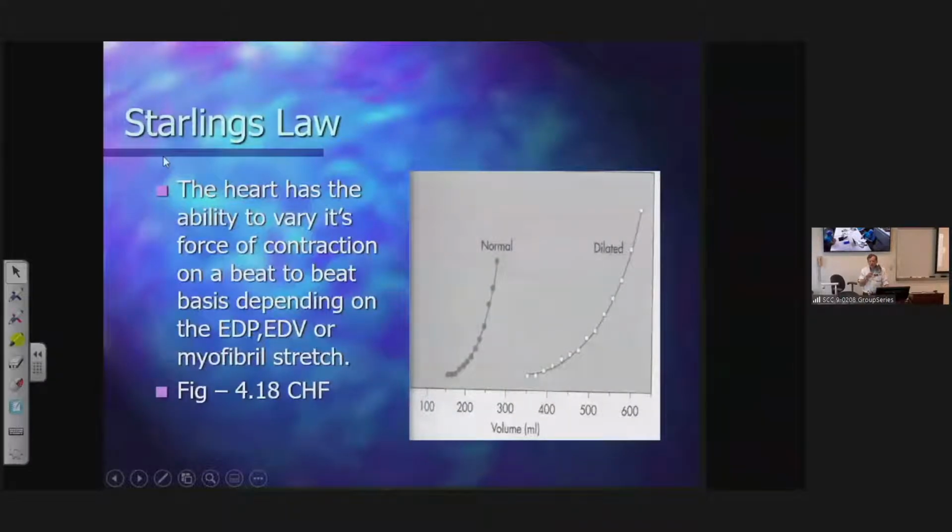So there's this thing called Starling's law. If you stretch the heart out, it'll kick harder. If you keep stretching it, the volume in the chamber, then you start getting wet lungs, and now the patient's short of breath and you went too far. So too much of a good thing is a bad thing. So Starling's law only takes us so far.